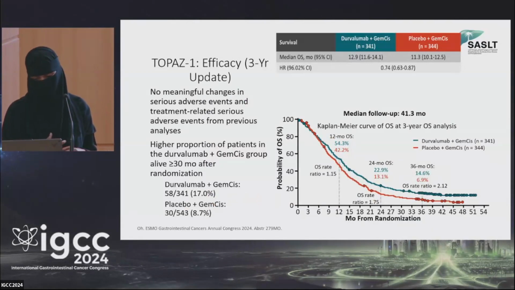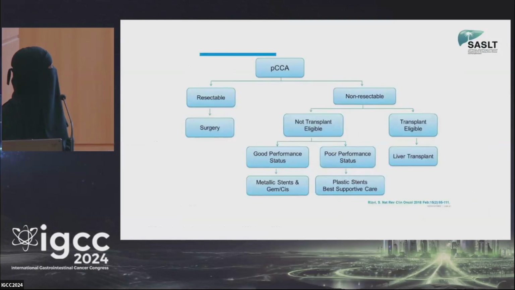The phase 1 trial, this trial has been conducted for the last 3 years. I think they published this abstract recently. They're using durvalumab with gemcitabine, and it showed better outcome compared to gemcitabine alone for both disease-free survival and overall survival.